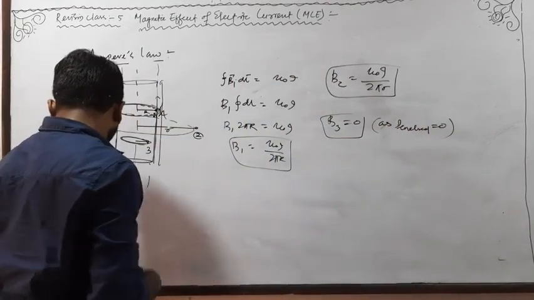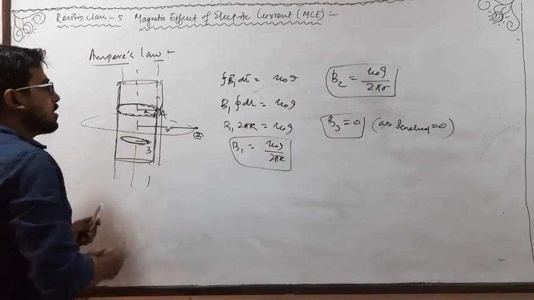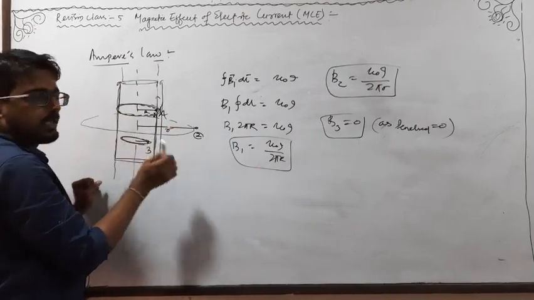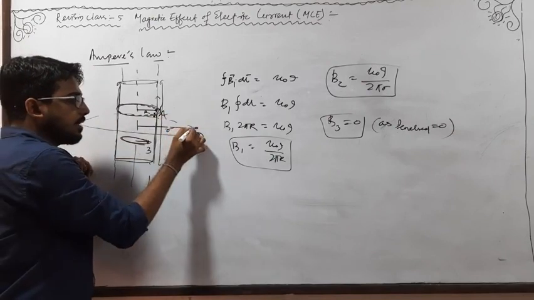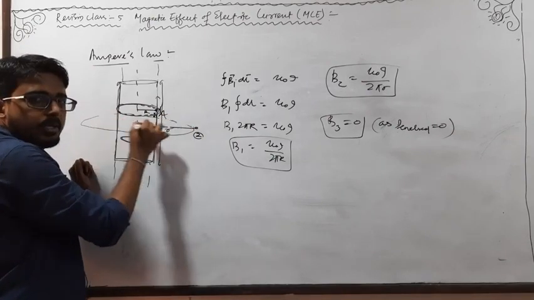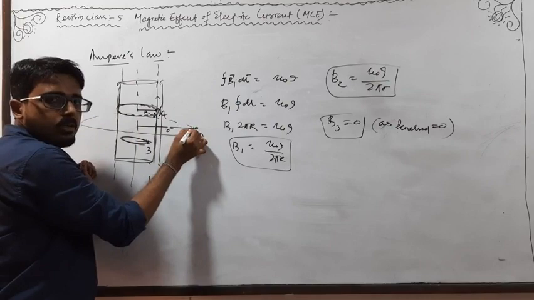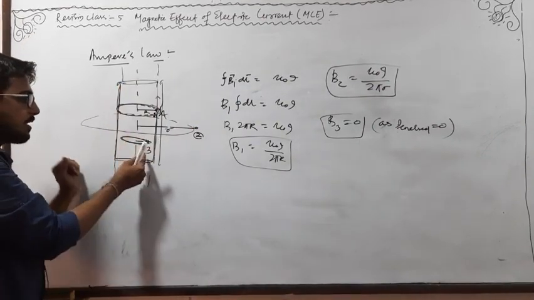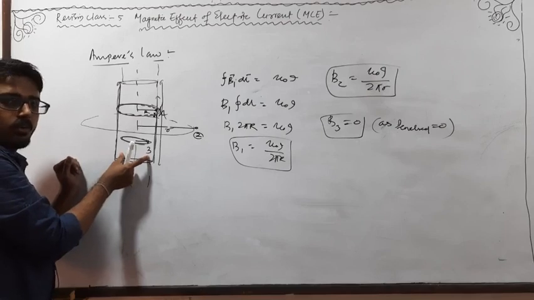Clear? Here we have to assume an Amperian loop in such a way that the direction of the magnetic field at each and every point of the Amperian loop and the dl vector are the same. So if the conductor is hollow, then there will be no current within the conductor.